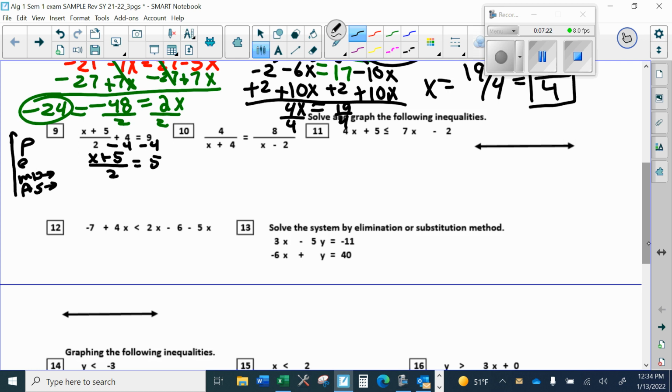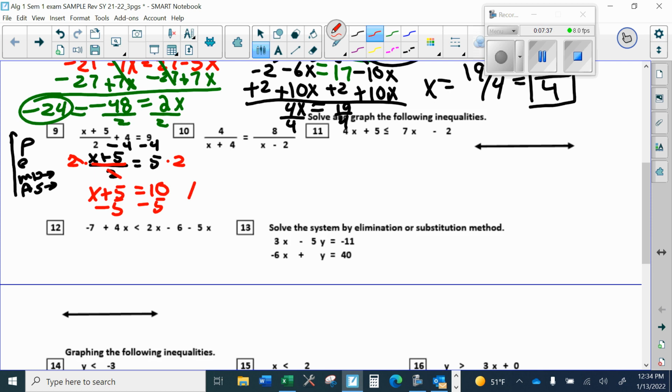The opposite of division is multiplication. So now I'm going to multiply. Remember, this is a division bar. So I'm going to multiply both sides by 2 to cancel those out. I'm left with x plus 5 equals 10. And last step, subtract 5 from both sides. And so I get x equals 5. That's my answer.